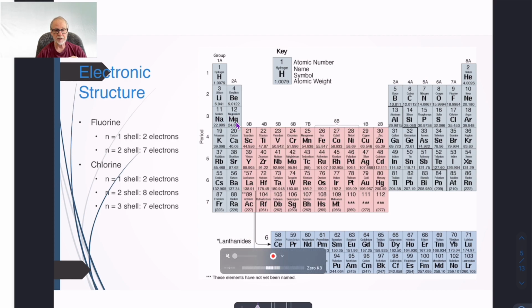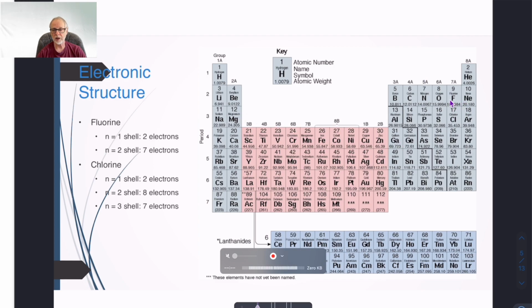Okay? Magnesium will lose 2 electrons to achieve that neon configuration. All right? So it's going to have a +2 charge. Right? It's going to have 10 electrons but 12 protons. So it's going to have a +2 charge.